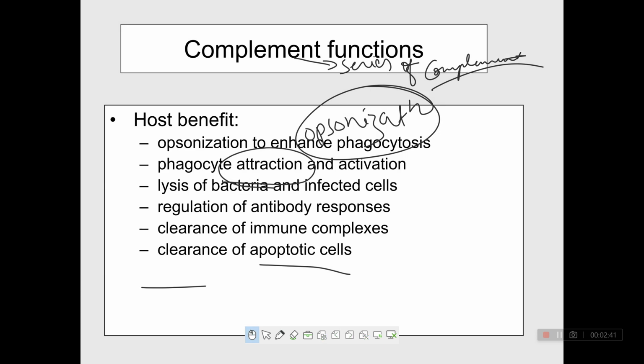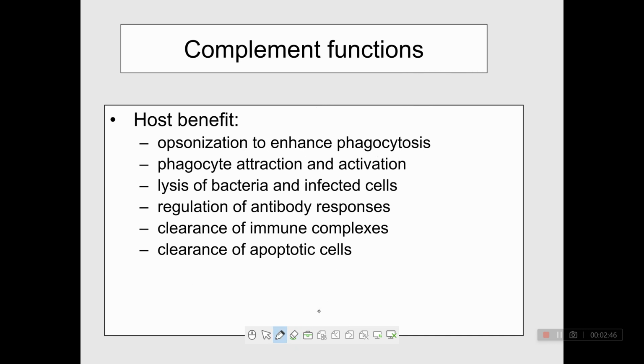Next, what is the function of the complement system? The main function of the complement system is opsonization to enhance phagocytosis, as I already discussed in the previous slide. Another function is phagocyte attraction and activation.